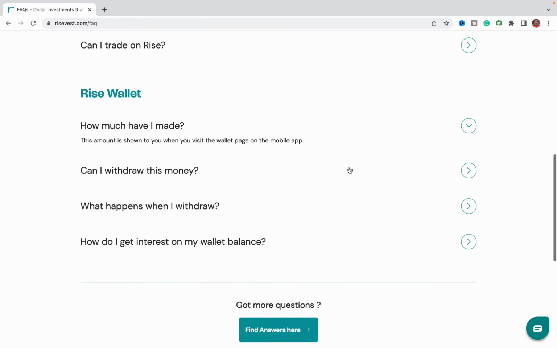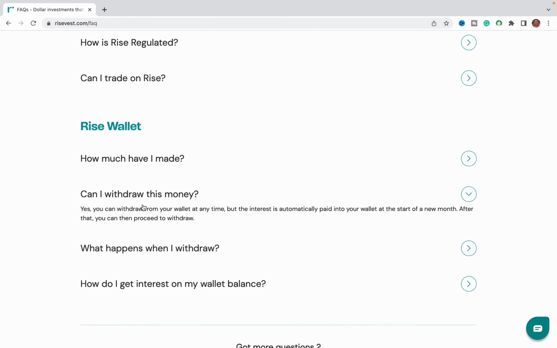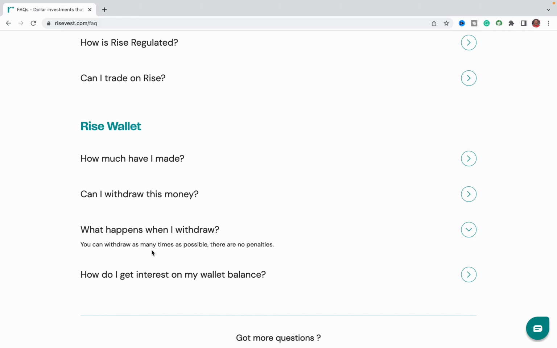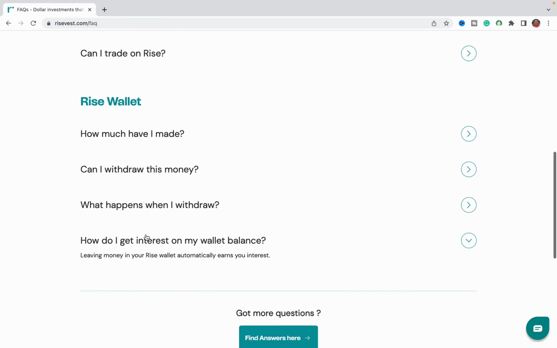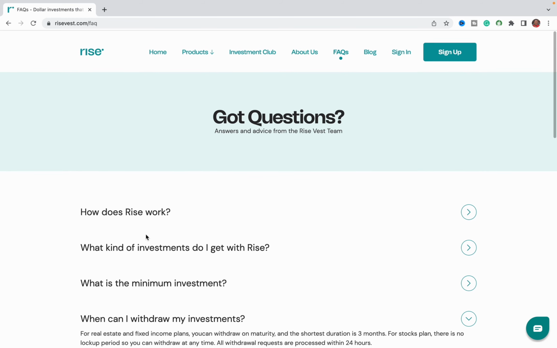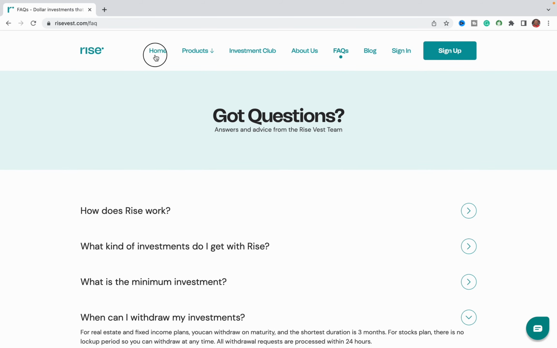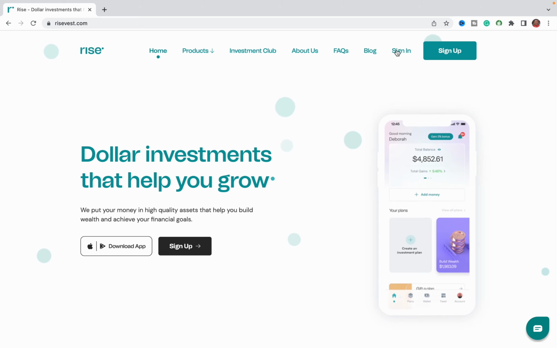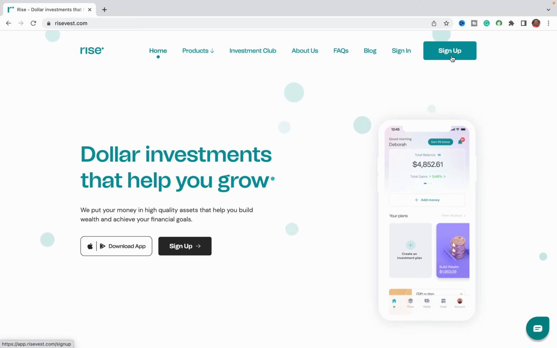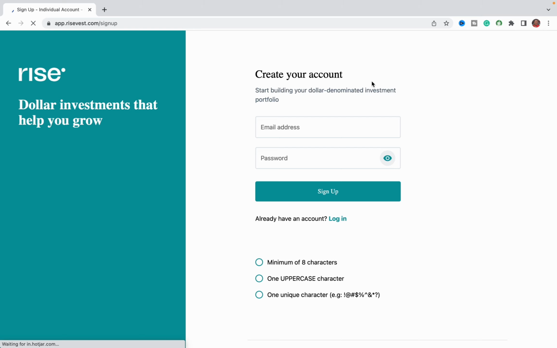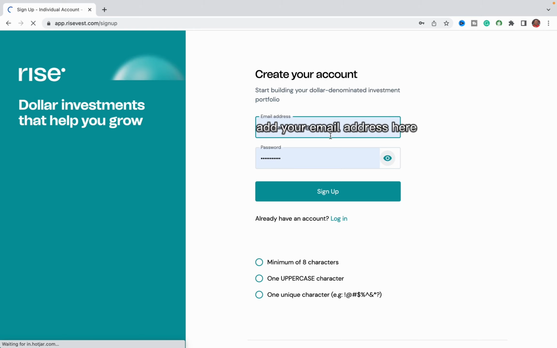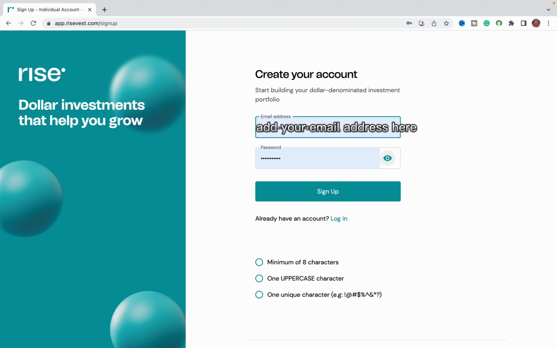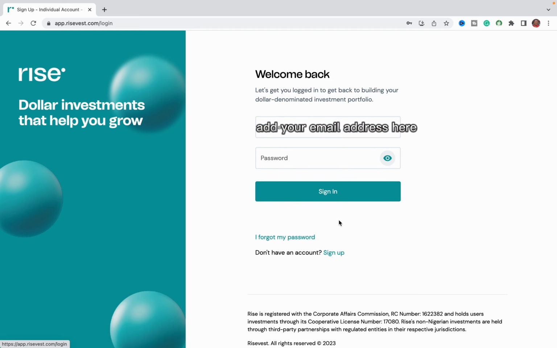Then there's the wallet where you save money monthly and get 8% per annum, or you save money whenever you want and get 8% per annum. Now that we've gone through the website and everything that they offer, let us go to sign in. I already have an account, but if you want to sign up, you put in your email address and sign in. Okay, so sign in.